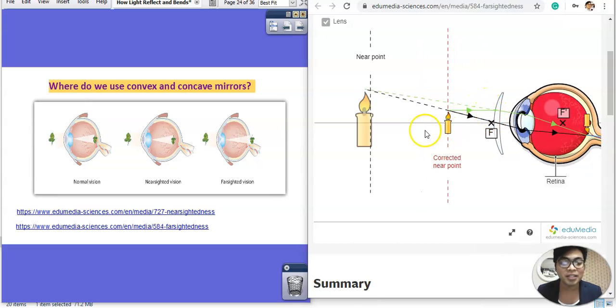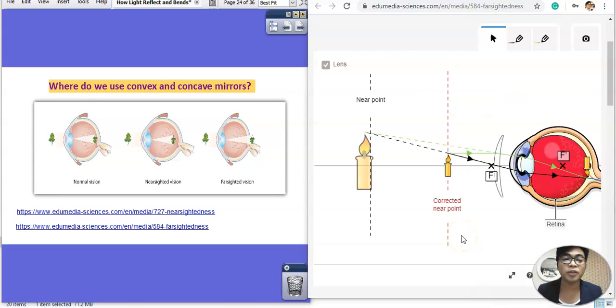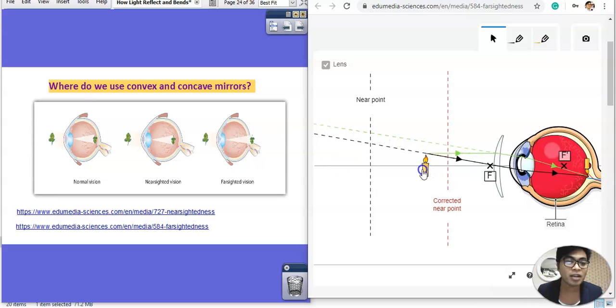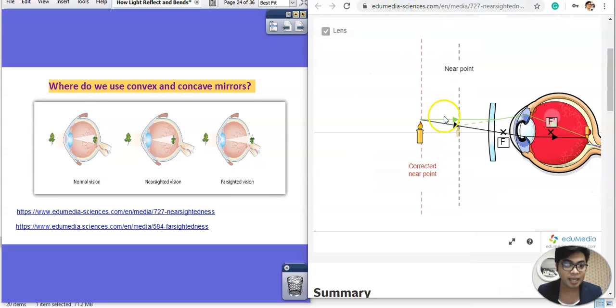We're going to use a different kind of mirror for each of them. I want you to take note: for the farsighted person, we need to use a convex mirror so that the image would appear larger. However, for the person who is nearsighted, we usually use a concave mirror, or a concave glass for the eyeglasses, so that the person can see it.